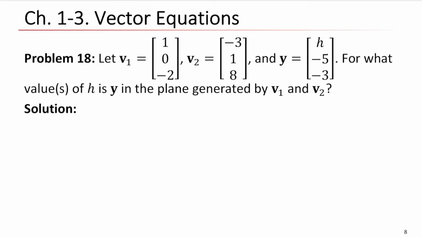Let's say v1 is equal to 1, 0, negative 2, v2 is something like that, and vector y is something like that. For what values of h is y in the plane generated by v1 and v2? Okay, so first of all, what's the meaning of the plane generated by v1 and v2? What is that? This is the span, right? The definition of the span, right?